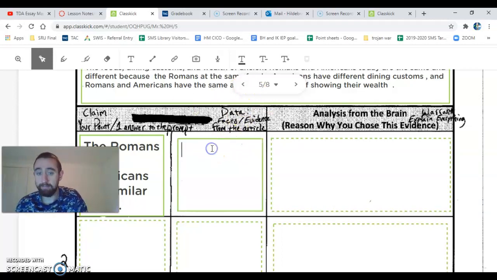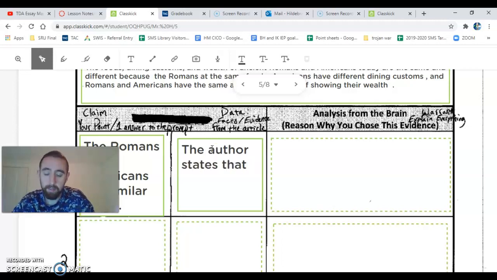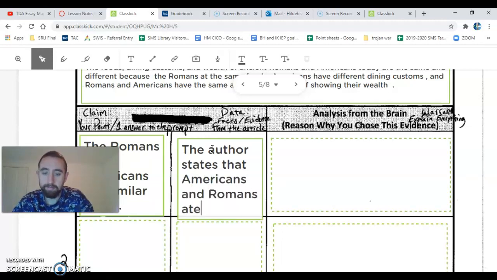Now, your data, right? This is where you get evidence from the text. So you might say the author states that Americans and Romans ate pork. Okay? Americans eat pork, Romans eat pork. Right? Now, you can also say the author states, put a comma there, put a quote, if you find a direct quote. Okay? That's a good way to do it.